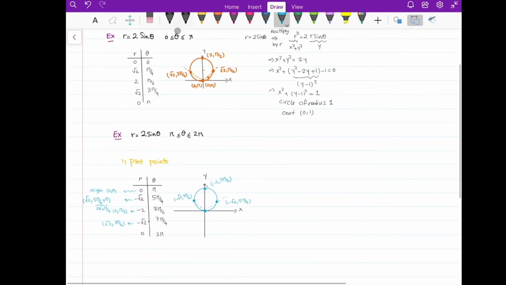But you can compare the equations. If I want to do it in Cartesian, we have the same equation as this one, so we get the same curve. You see, the theta here is from pi to 2 pi. The theta here is from 0 to pi, so we get the same circle. So theta plays some role in here.